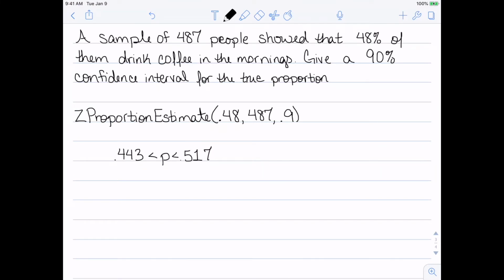We know the true proportion is somewhere between 44.3% and 51.7%, and we're 90% confident that that is correct. So there is a 10% chance that we're off, but we're 90% sure that the true proportion of people that drink coffee is between 44.3 and 51.7%.